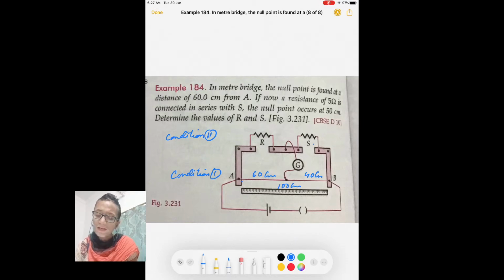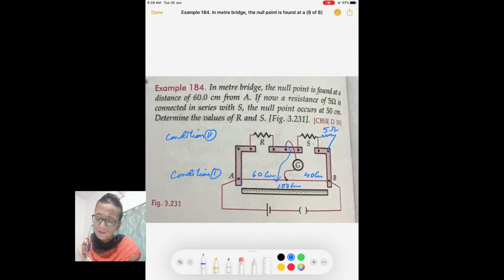When a resistance of 5 ohm is connected in series with S. Here you connect 5 ohm. Now the scenario is changed. The resistance is changed, so the balanced point will also be changed. Larger resistance will have larger length for balancing. So this balance point will be shifted somewhere here. And we find that it balances a length of 50 centimeter.